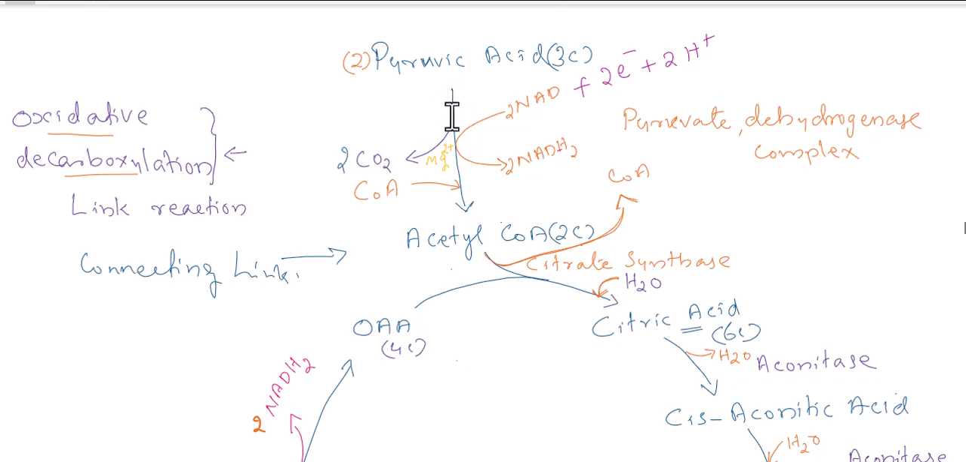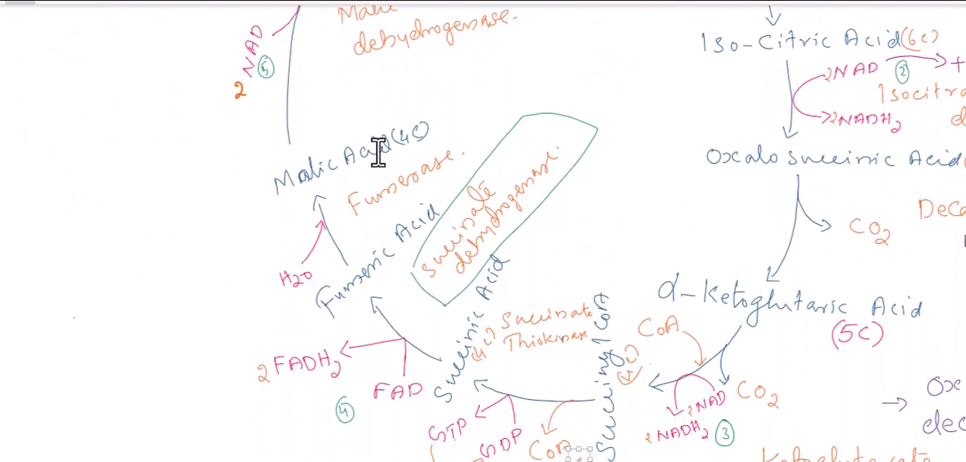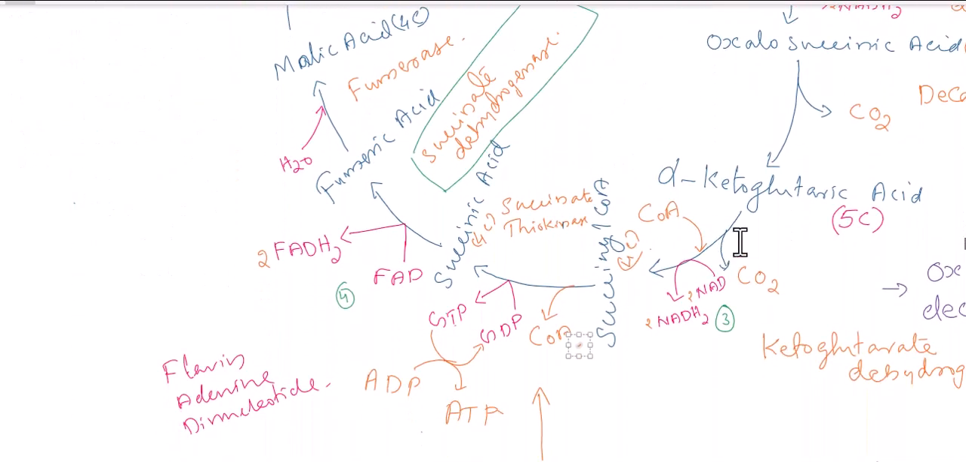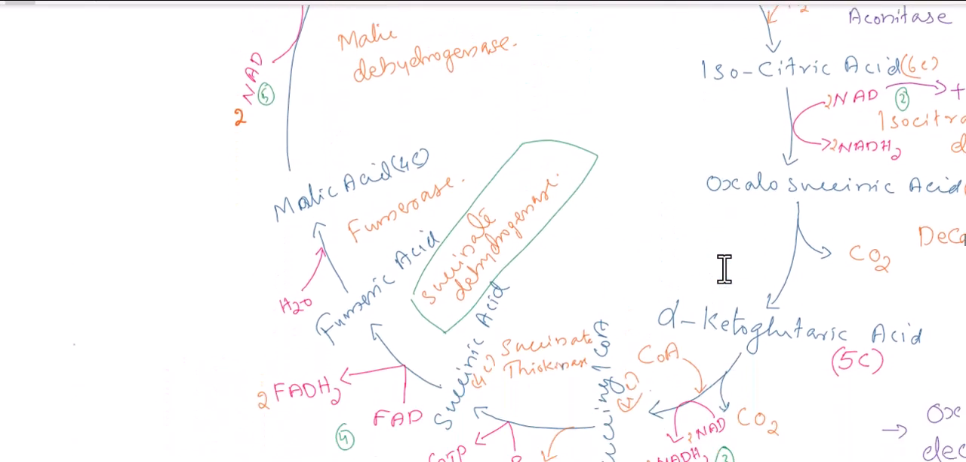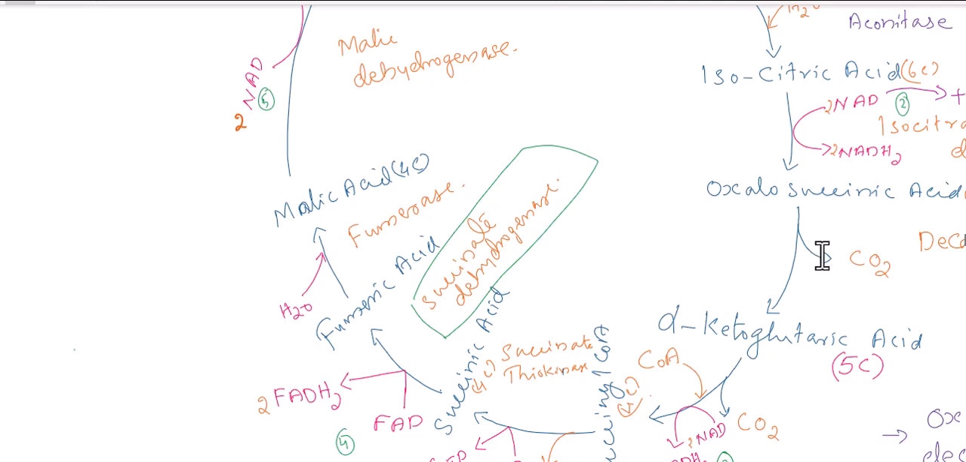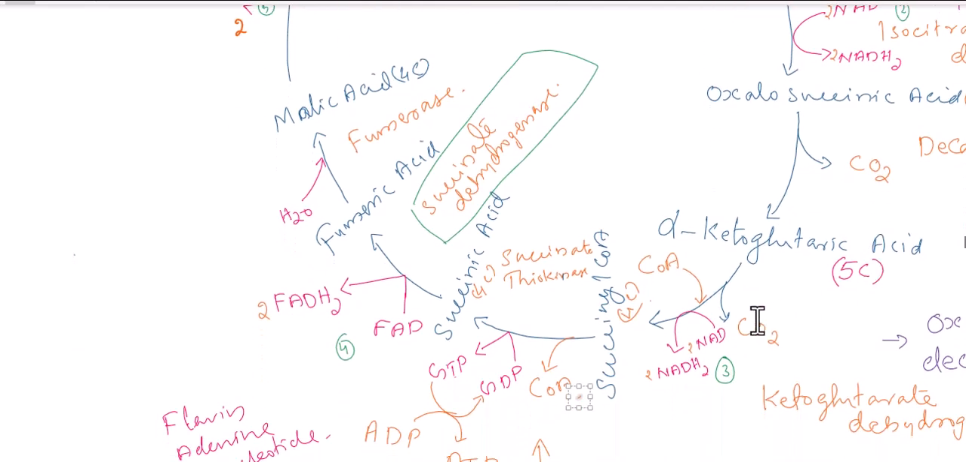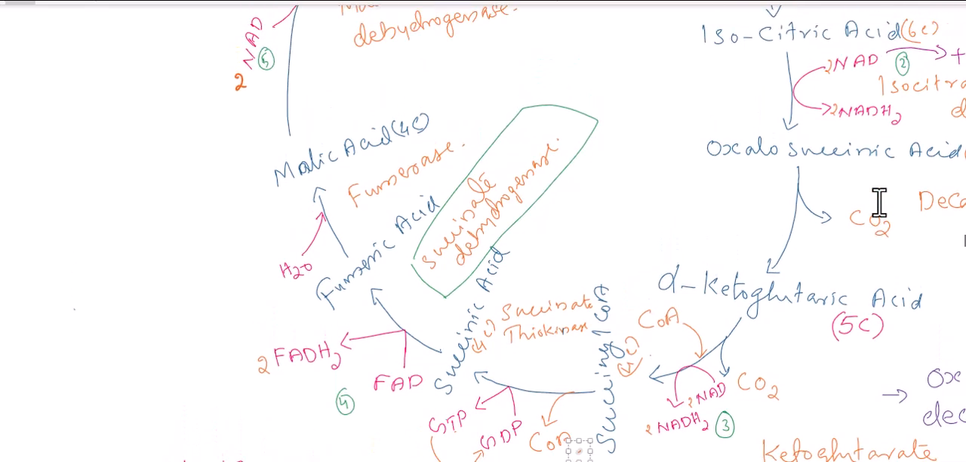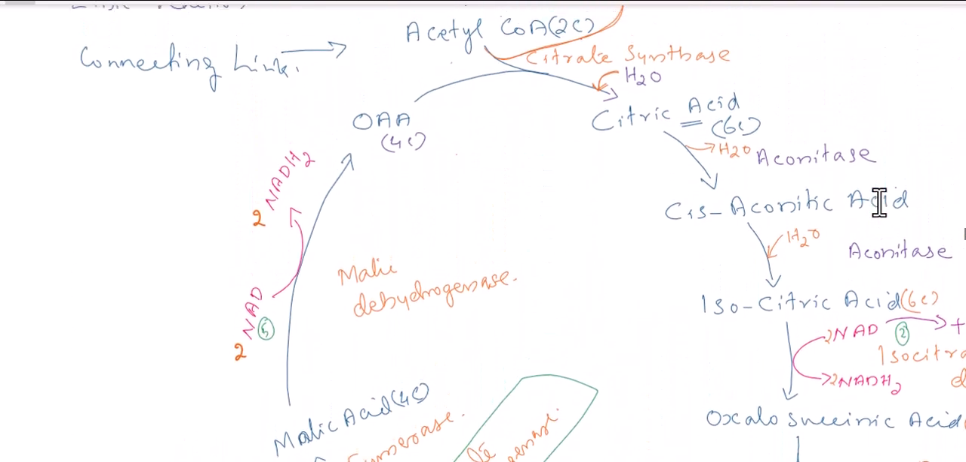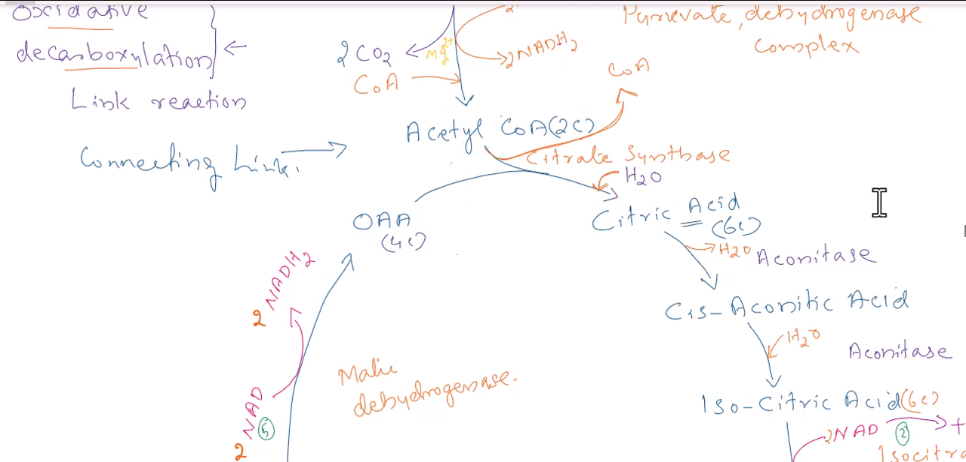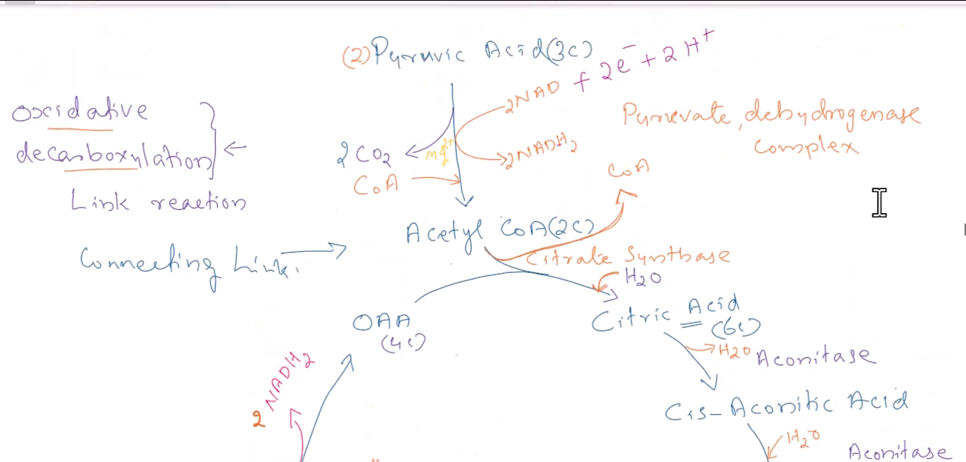So here one carbon is removed as carbon dioxide in the first step. Then the next carbon is released from here, the next carbon here from oxalosuccinic acid, and here one more carbon. 3 carbon atoms are removed like this. So pyruvic acid undergoes 5 oxidations and 3 decarboxylations, when we consider pyruvic acid.